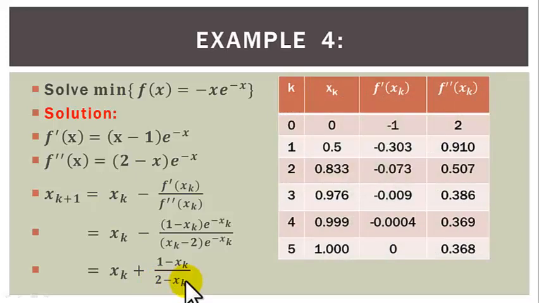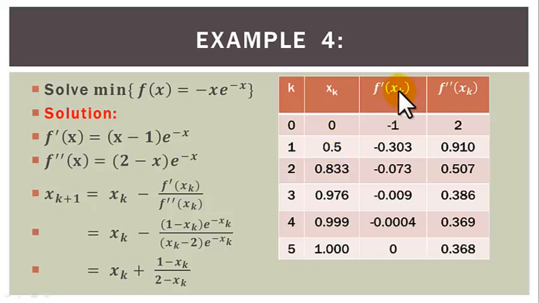Our result is summarized in this table. This is k starting from 0, 1 and so on. This is our xk. If we take our initial trial solution x0 to be 0, then x1 would be 0 plus (1 minus 0) divided by (2 minus 0). That's 1 over 2, which will give us 0.5.